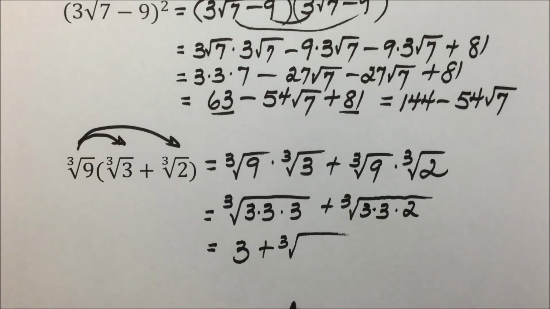And just to clean it up, we'll put it back together as a 3 times 3, 9 times 2, 18. So our final answer, 3 plus the cube root of 18.